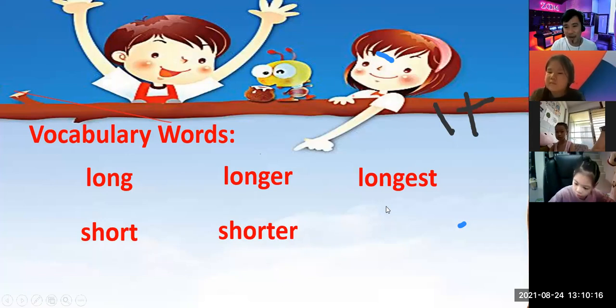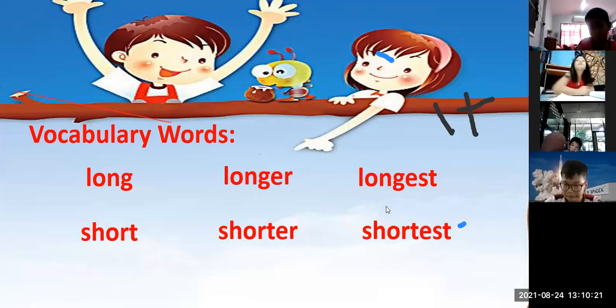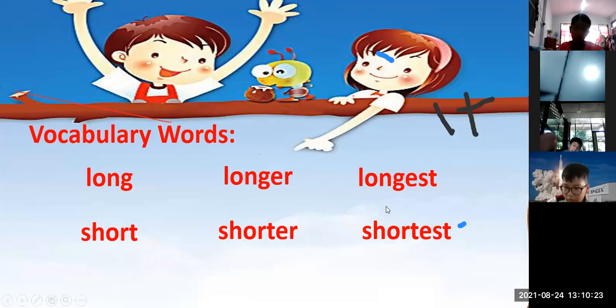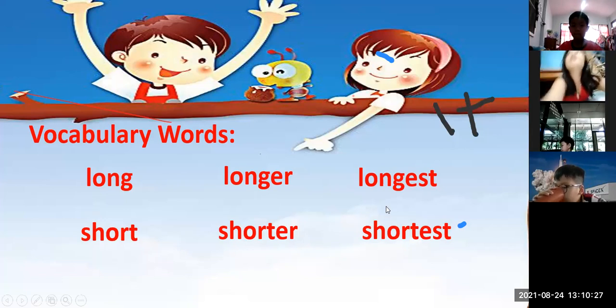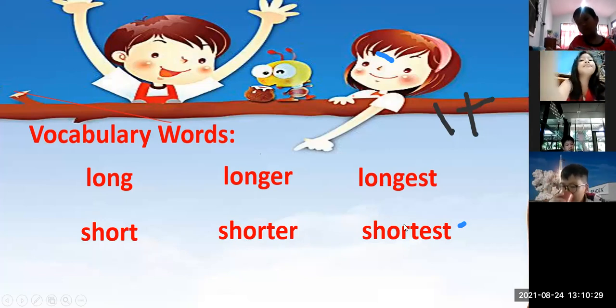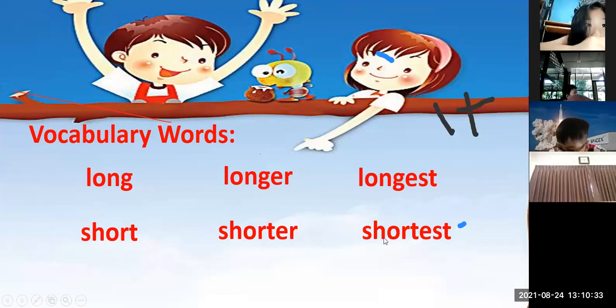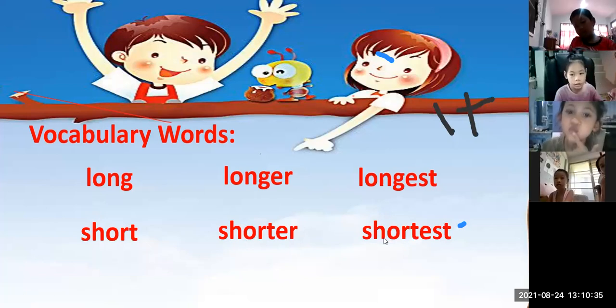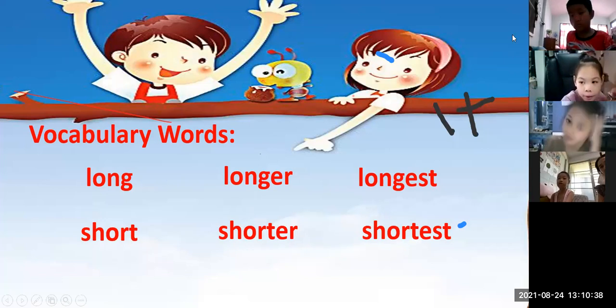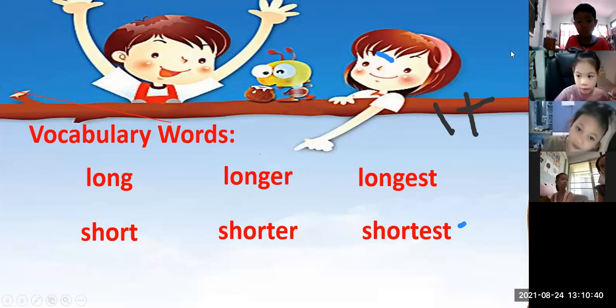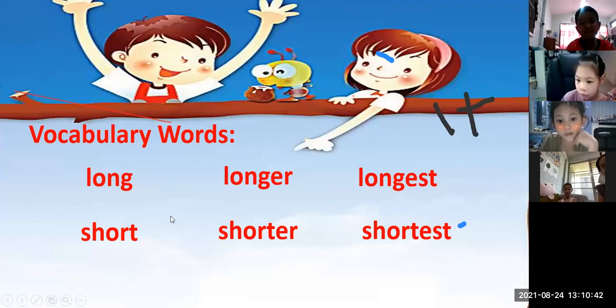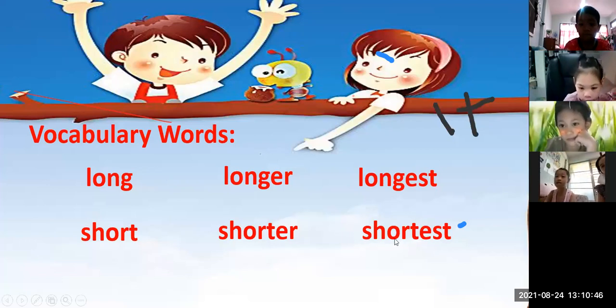And let's try to find some student from other class, maybe 2/1. Who is from 2/1 here? Try. Can you open your microphone? Shortest. Shortest is santisot. Very good. Short, shorter, shortest. San, sankwa, santisot.